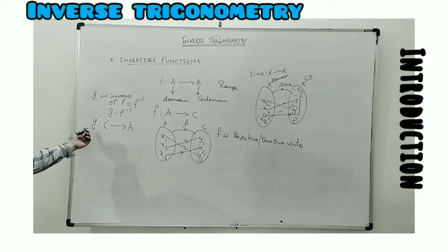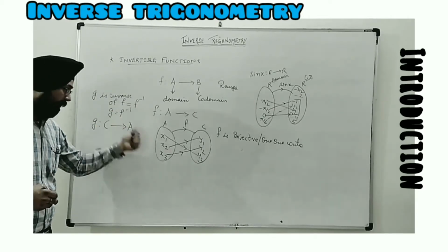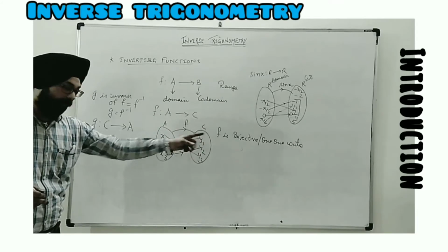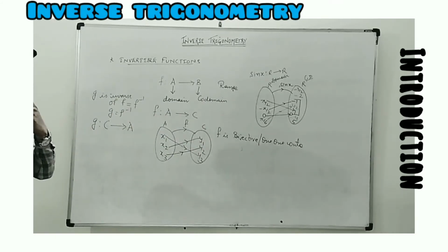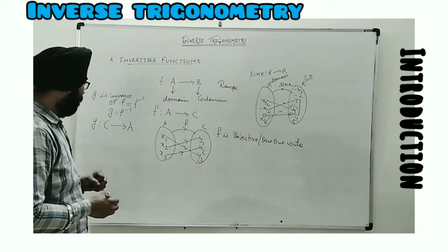Okay, so this is the inverse of f. Whenever a function is bijective, we can obtain its inverse. Okay, that is the theory. I will tell you in short why this happens.